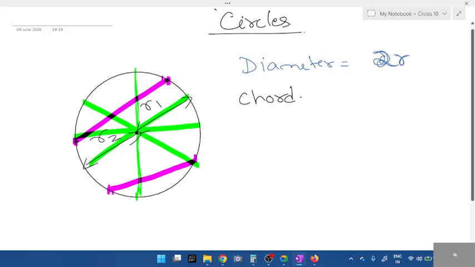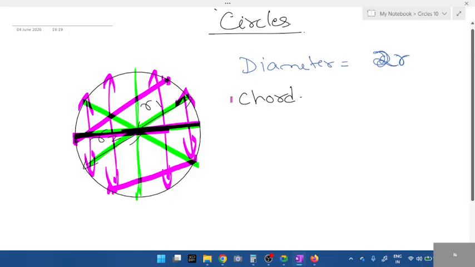Fine. Chord, it doesn't pass through the center. Apart from the center, it has to touch the circumference. All these pink ones are chords. Like this is a chord. If I draw like this, it is a chord. Okay, even if it passes through the center, it is also fine. Even this is a chord. So diameter is also a part of chords. Diameter is the lengthiest chord.